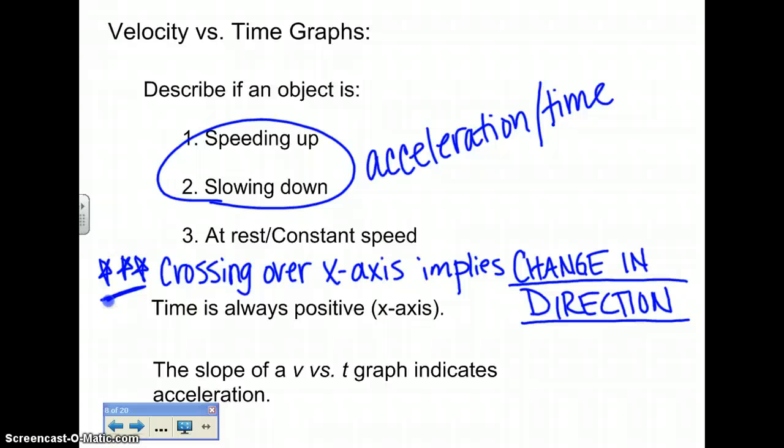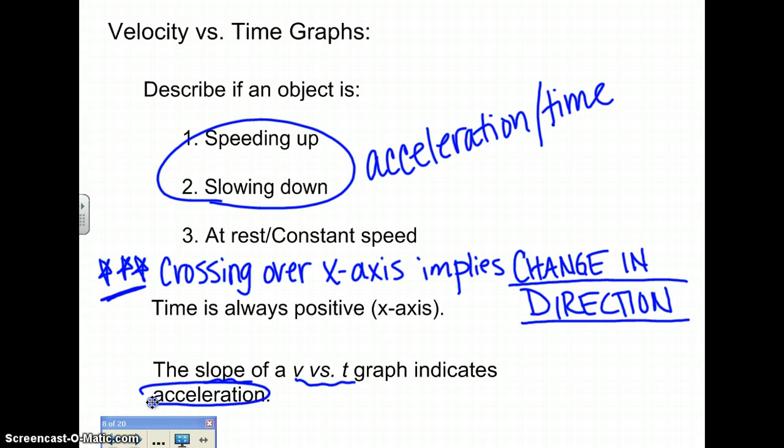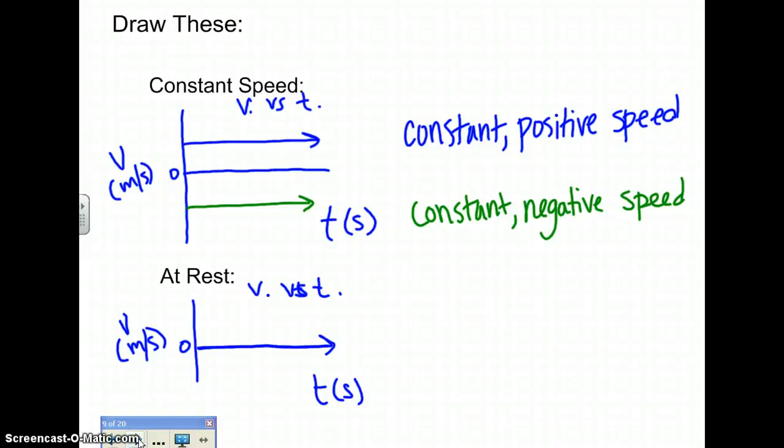Something else to always keep in mind, time is always positive, and it is written on the x-axis. The slope of a velocity versus time graph will give you the acceleration of an object. So you need to have the velocity versus time graph in order to imply what the acceleration versus time graph will tell you. We also looked at constant speed in the positive direction and constant speed in the negative direction.